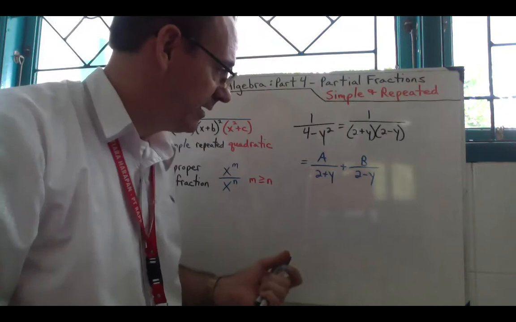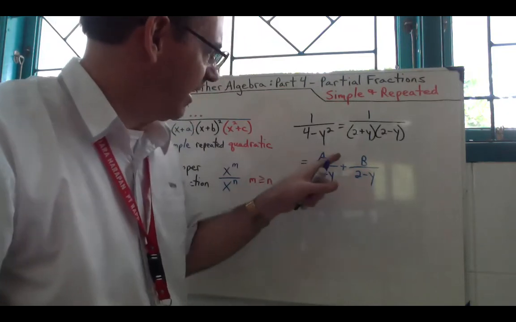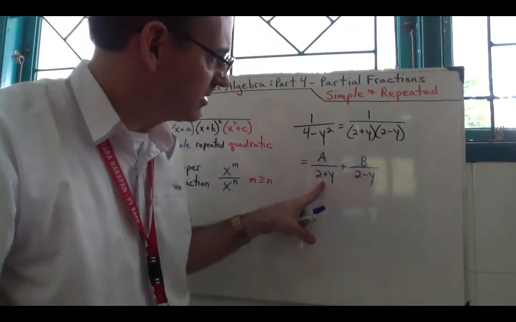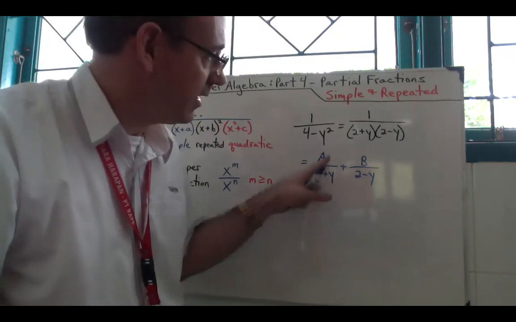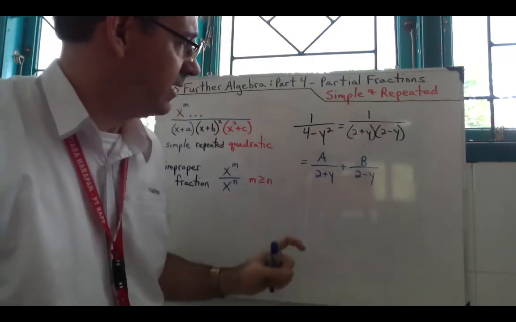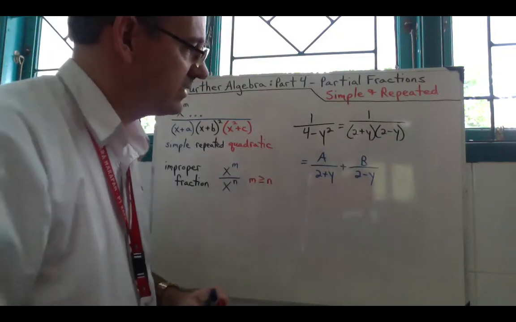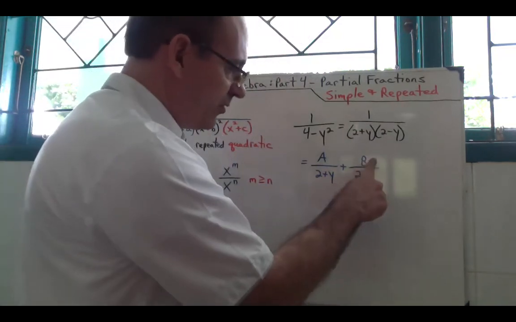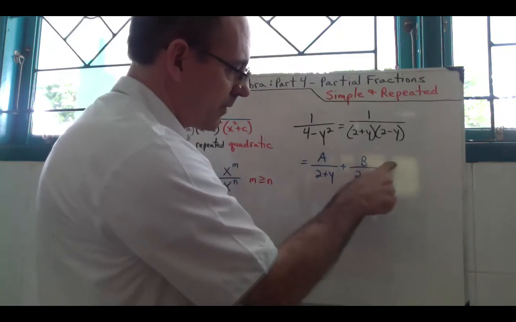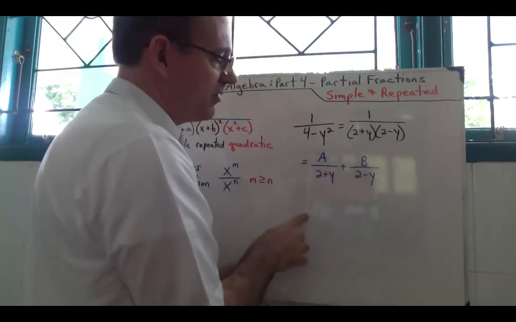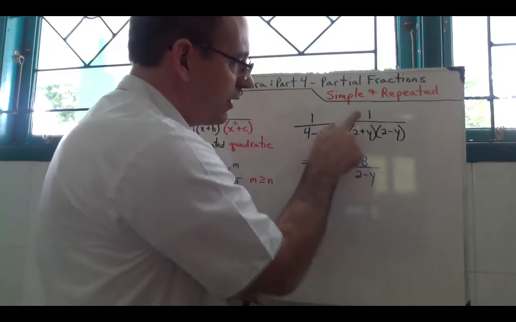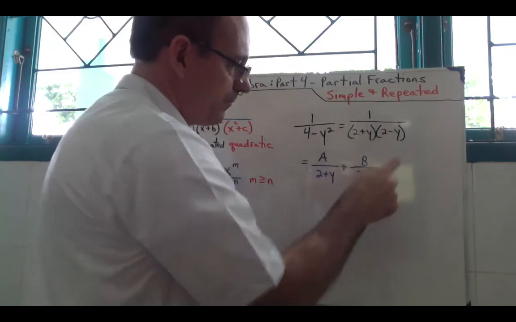And again, if we multiply everything by 2 plus y, we're working with this one and this one. If we multiply everything by 2 plus y to get the a by itself, then the 2 plus y will end up here, cancel this, just leaving us with a, and it will cancel this one, just leaving us with this here.